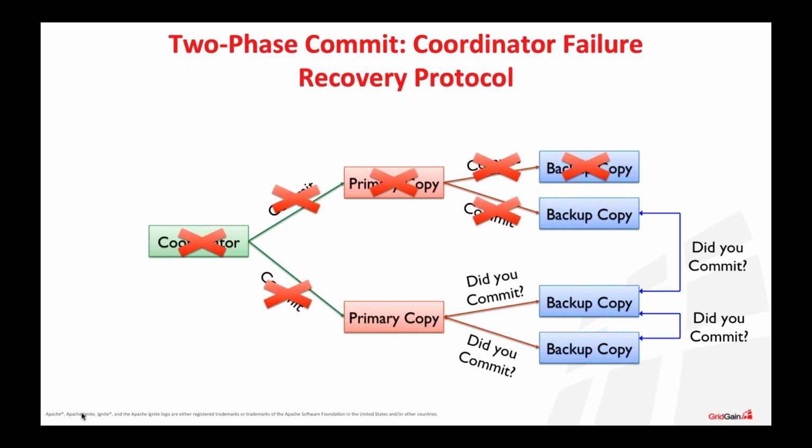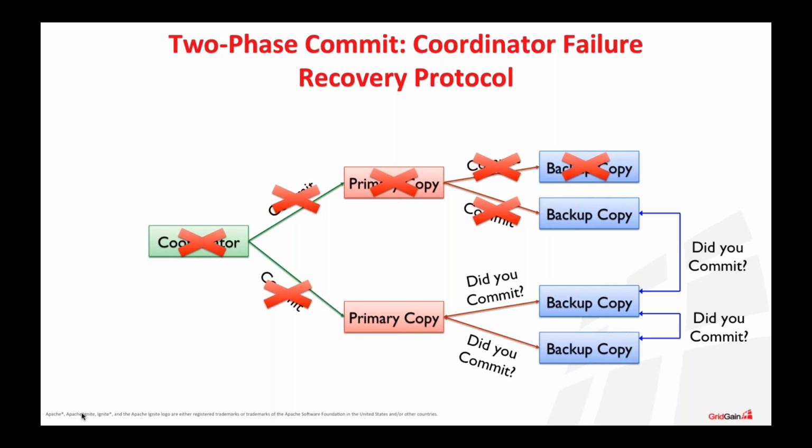In the case where we've lost a lot more than just a couple of backups or a primary, or in the worst case scenario where the coordinator itself has gone down, without the coordinator node, we can't do very much. I mean, neither the primary nor the backup node know whether to commit or to roll back. So in this case, for example, we initiate something called the recovery protocol.